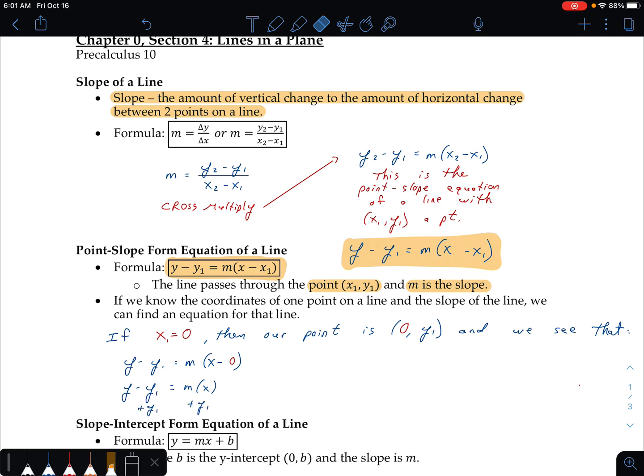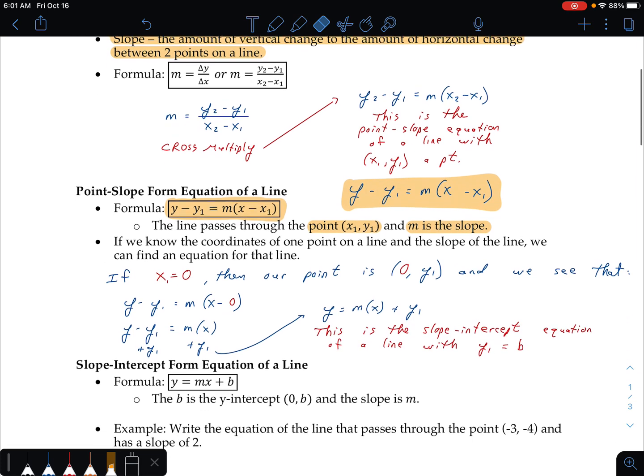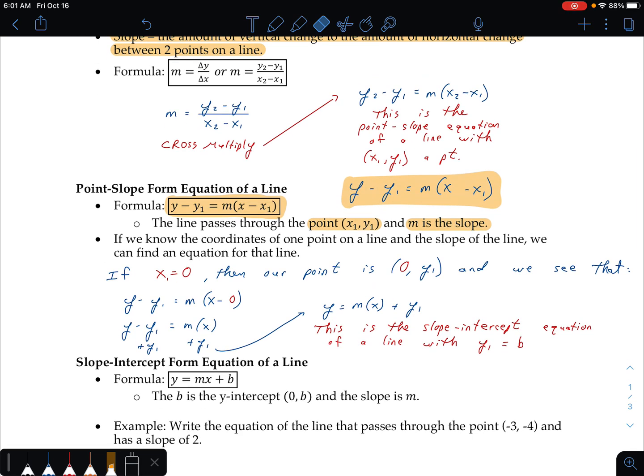And we just have y minus y1 equals m times x. If we add y1 to both sides, we get y is equal to mx plus y1. And this is the slope-intercept equation of a line, with y1 being b, right? You've probably seen it as mx plus b. Well, this is the exact same thing where b is y1. And we can see that written right here.